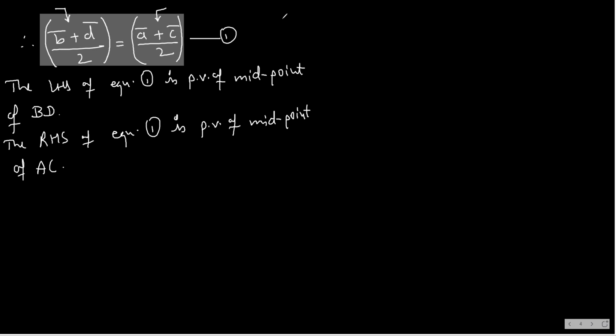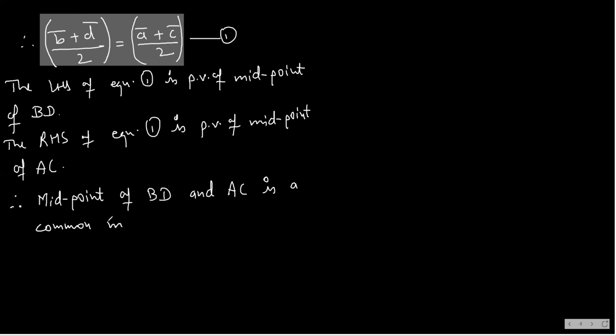What does that mean? It means that this is the midpoint of BD and this is the midpoint of AC. And since they are equal, it means the midpoint of BD is the same as the midpoint of AC. So I will write therefore, the midpoint of BD and AC is a common midpoint.